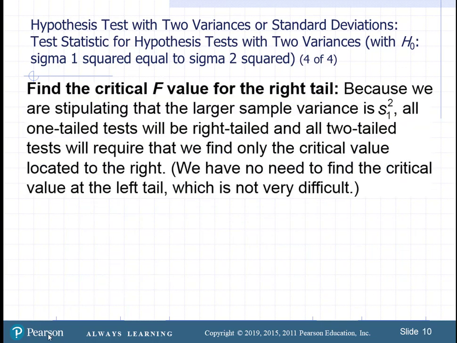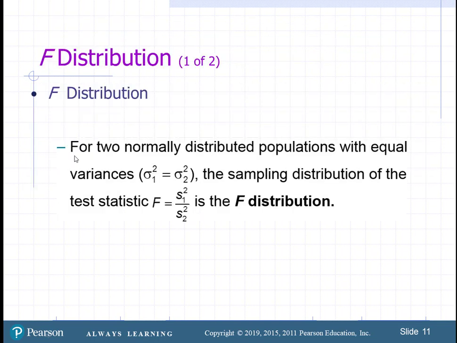And what we're going to do is find the critical value. And if you remember from our previous discussions, that critical value is the boundary between statistically significant and not statistically significant. We're going to have 2 normally distributed populations. We're testing to see if their variances are equal. So we're testing to see if the test statistic is close to 1.